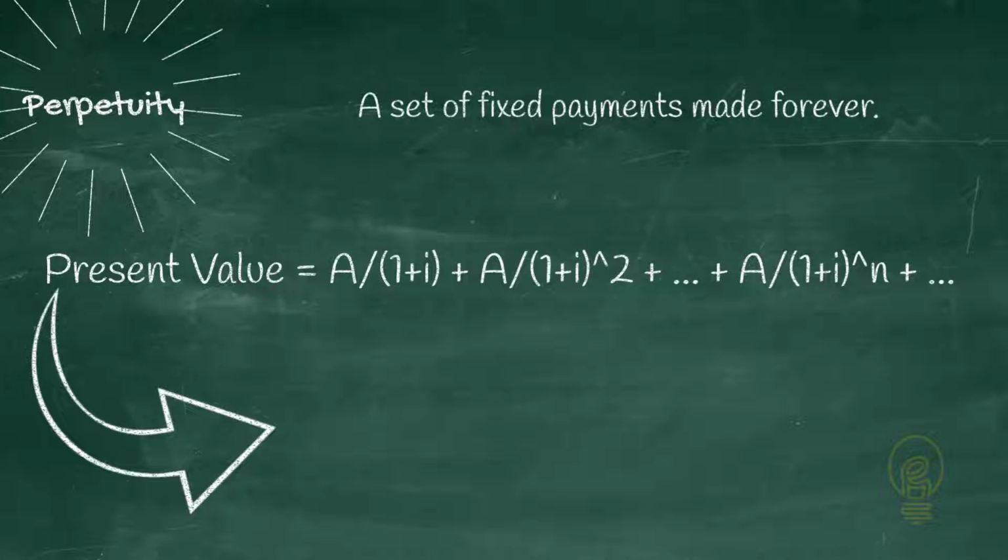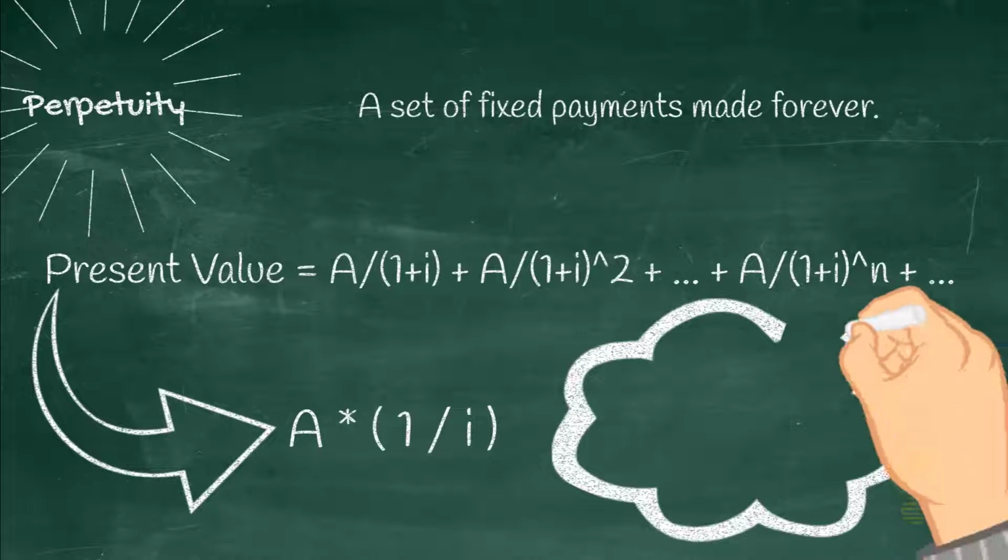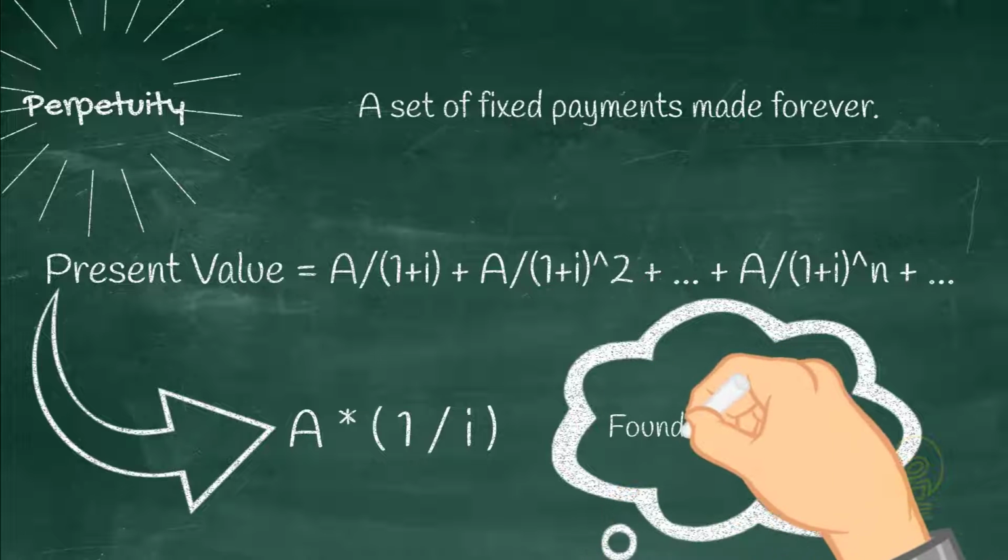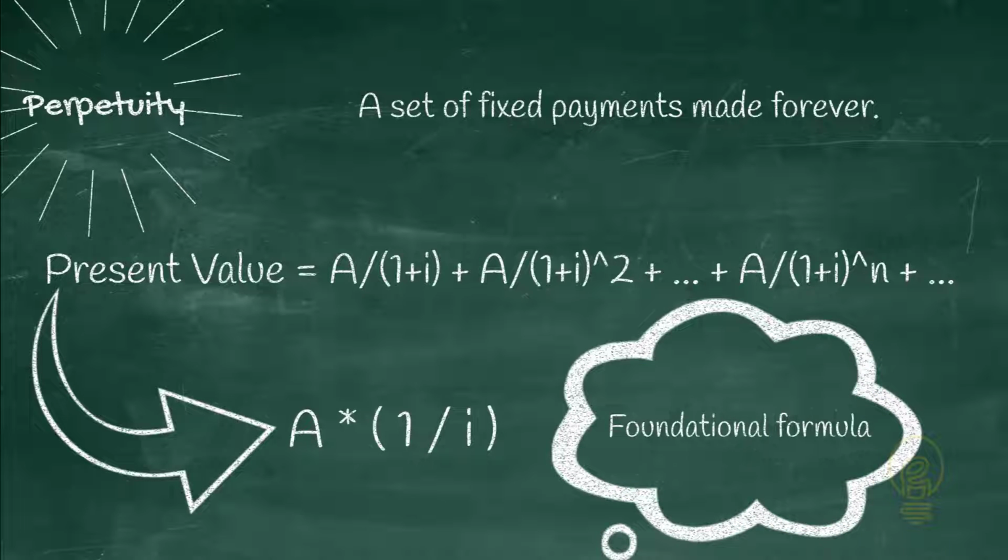Well, if we construct the series of present values, then it appears to be a never-ending sum. However, this formula simplifies down to a very important and simple formula: A divided by I, subject to I being greater than 0. This key mathematical expression will be used in many other financial expressions.